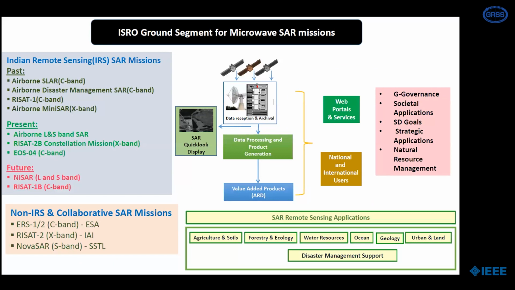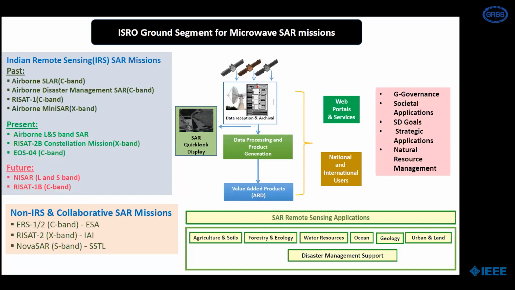So apart from the regular, as I said, we have a vast experience in the data processing of synthetic aperture radar data. Right from the SLAR, which was in the C-band, there is an airborne SAR, as I said, the disaster management SAR, RISAT-1, and we have an airborne mini SAR in the X-band, and also the present airborne SAR of L and S band, and the X-band, and the US C-band.